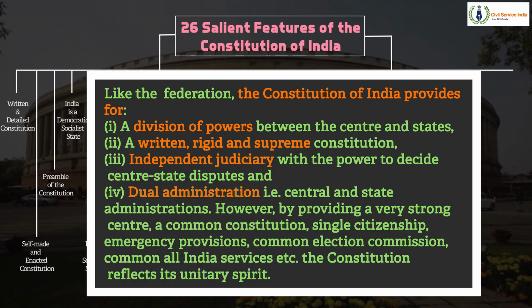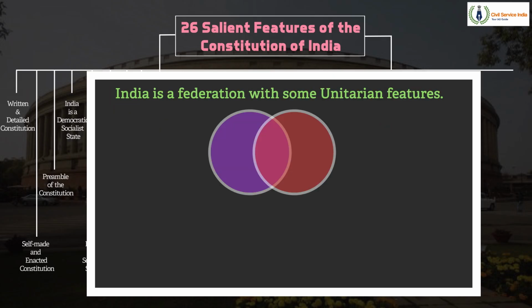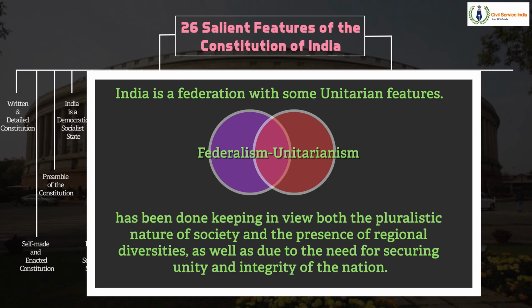state administrations. However, by providing a very strong centre, a common constitution, single citizenship, emergency provisions, common election commission, common all India services, etc., the Constitution reflects its unitary spirit. India is a federation with some Unitarian features. This mixture of federalism-Unitarianism has been done keeping in view both the pluralistic nature of society and the presence of regional diversities, as well as due to the need for securing unity and integrity of the nation.